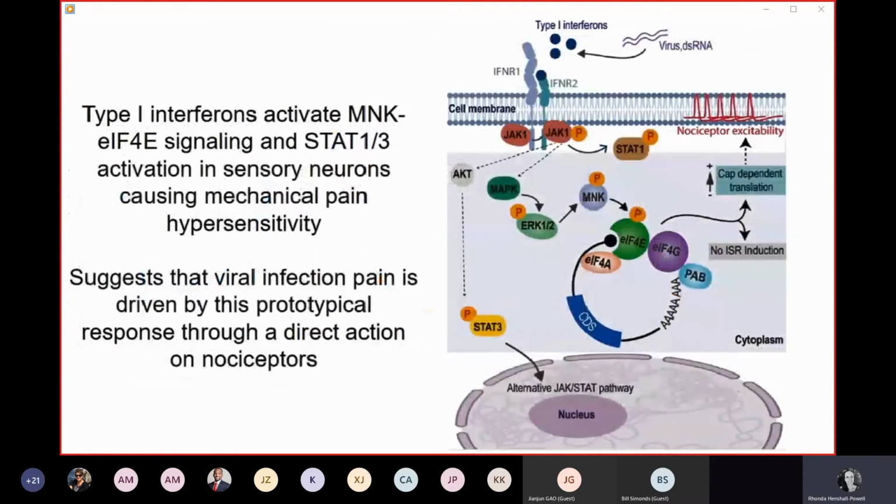So we concluded from this paper that indeed type 1 interferons can act directly on sensory neurons. We think that this is a really good explanation for why viruses cause body-wide aches and pains, and that's one of the first symptoms that you get. The virus induces type 1 interferon. Sensory neurons throughout your entire body are tuned to respond to the type 1 interferon. It induces signaling through MNK EIF4E phosphorylation, and that then drives hyperexcitability in nociceptors to cause viral-induced pain.